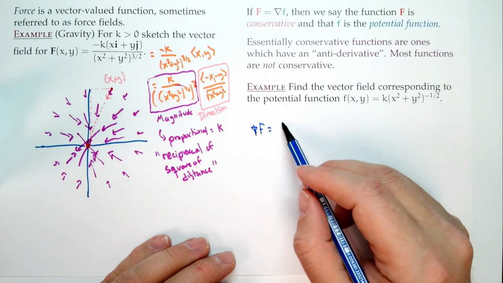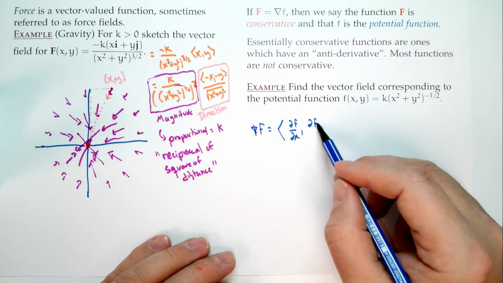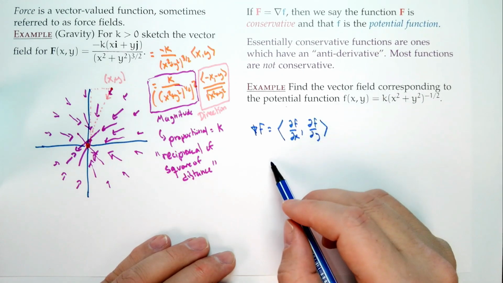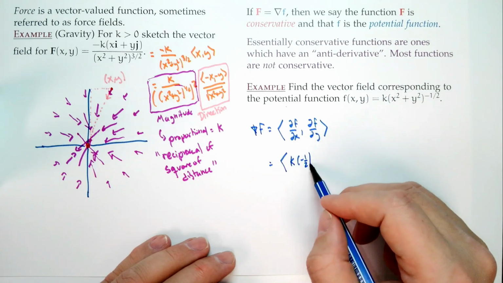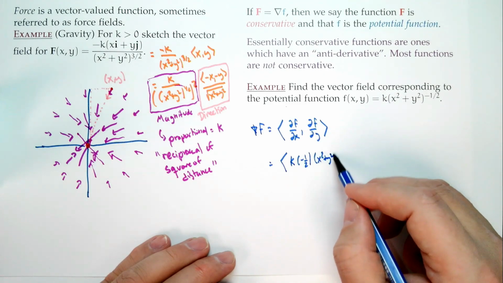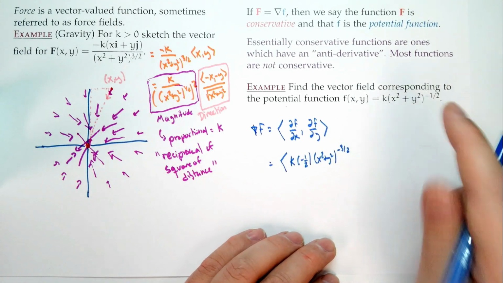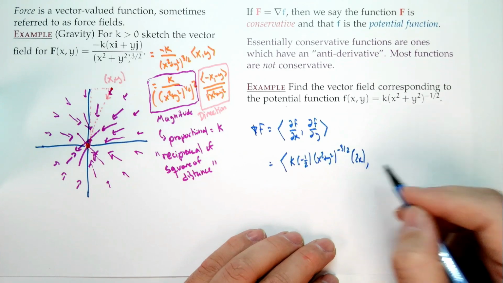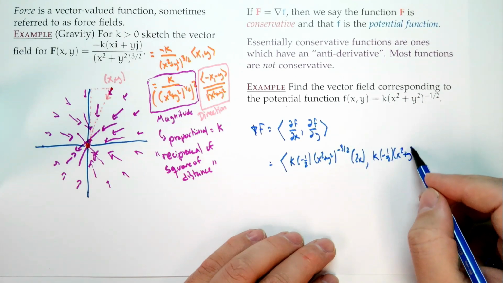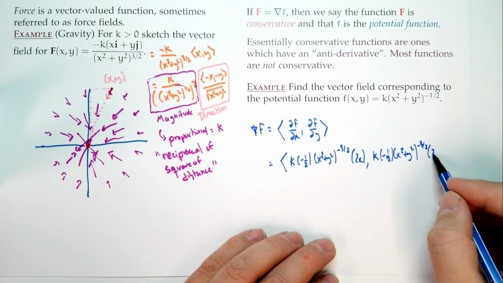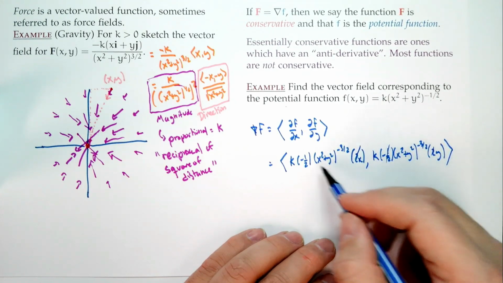is equal to the vector-valued function, in this case with two entries, partial f partial x, partial f partial y. In the first entry, what do we get? Well, we'll get k times negative 1/2 times (x squared plus y squared) to the negative 3/2, and now times the derivative of the inside, which is 2x. We'll get the same thing when we take the derivative with respect to y. The only difference is that now the derivative of the inside is 2y. Now at this point, the 1/2 and the 2's cancel, which is great.